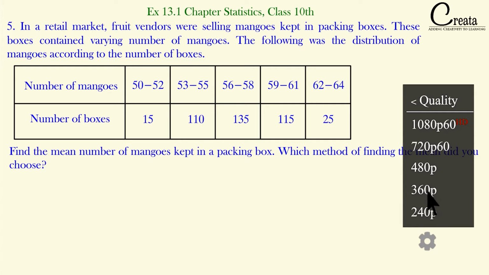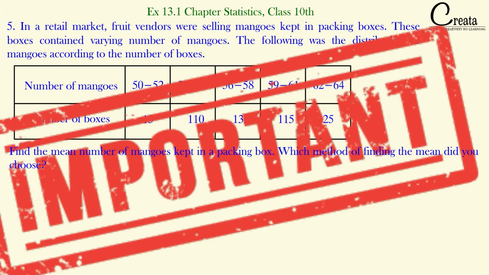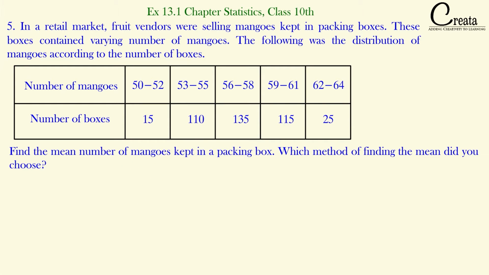In this lecture, we will do question number 5 of exercise 13.1 for class 10 students, chapter statistics. This question is very important, so pay your full attention. It will be interesting. In this question, in a retail market, fruit vendors were selling mangoes in packing boxes, and the data is given with respect to the number of boxes and the number of mangoes.